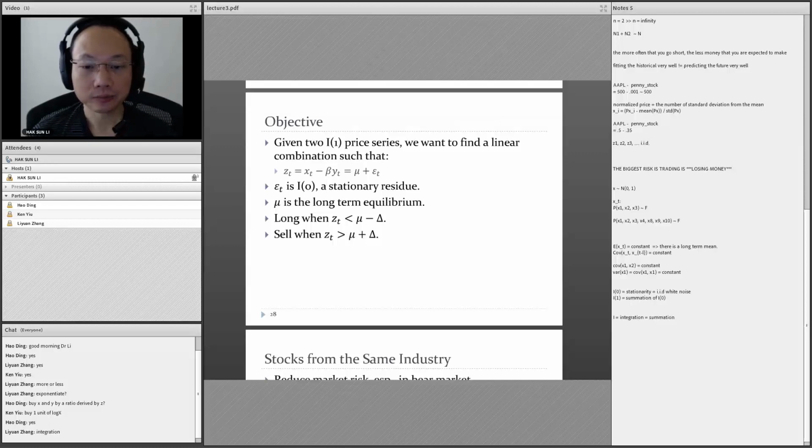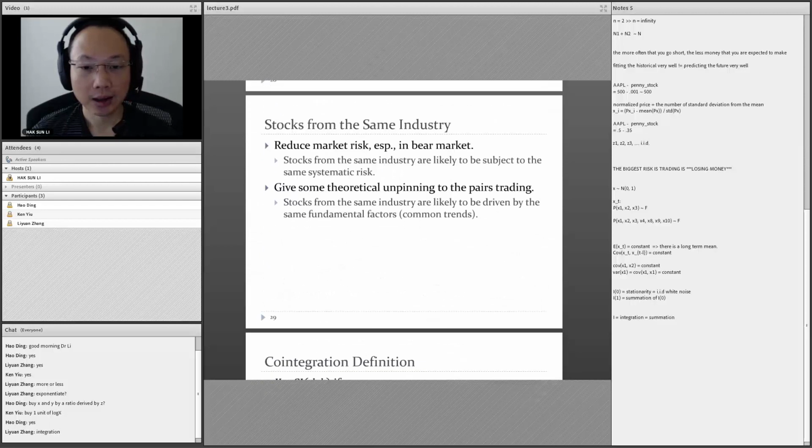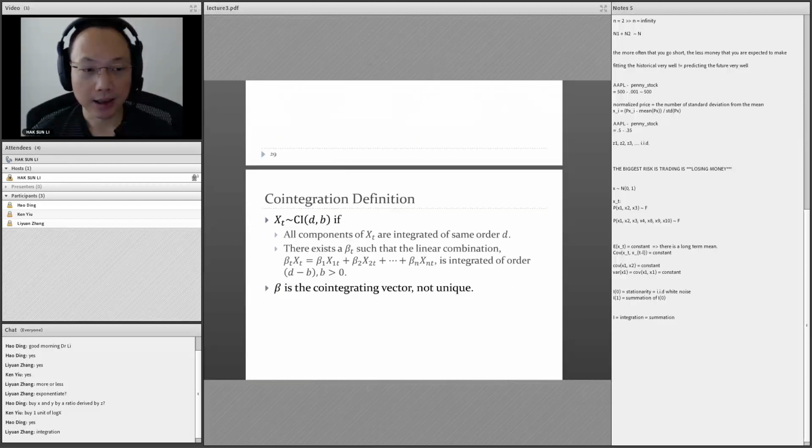In general, what co-integration does is reduce a set of time series of order d by b. So the resulting time series, the linear combination, has an integration order of d minus b. d is the original order of the underlying time series, and co-integration reduces the order by b, and the resulting time series has an order of d minus b. And in general, beta is not unique.